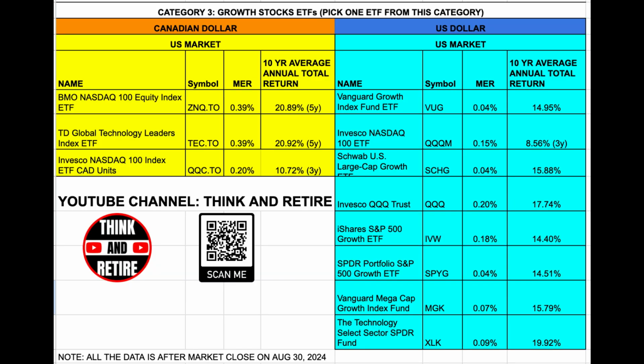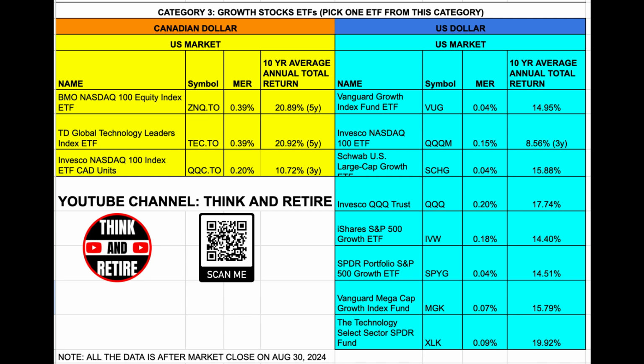So now we are looking at the third category, which is the growth category. On the Canadian side, I have listed 3 ETFs. The first one is ZNQ. It has been introduced by BMO, which is the Bank of Montreal, and it basically tracks the NASDAQ 100 index. The second one is by Toronto Dominion. It's called TEC, and it basically tracks the global tech leaders. And the third one on my list is QQC. It's by Invesco, and it tracks the NASDAQ 100.